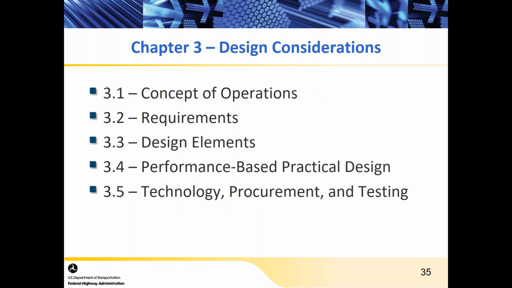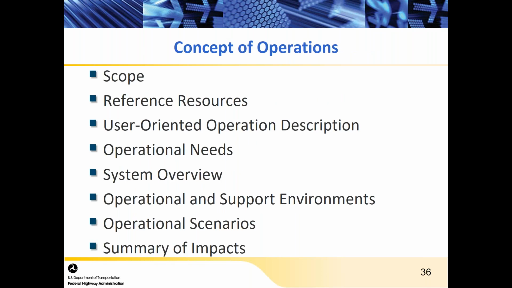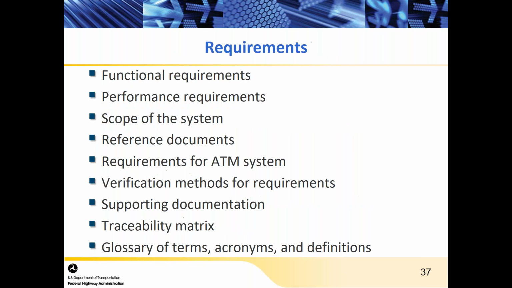Chapter 3 looks at design considerations and what are the key elements associated with that as an agency moves forward with designing a system. The first step is developing a concept of operations. The ConOps, for any large ITS project or any large infrastructure project, is not a new concept. It fits nicely. It's going to be required for an ATM strategy, and these are the elements that need to be included with respect to a ConOps for an ATM project.